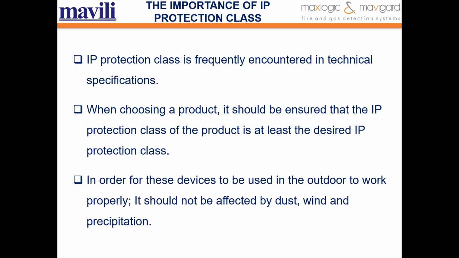When choosing a product, it should be ensured that the IP protection class of the product is at least the desired IP protection class. For example, if the IP65 protection class is required for the manual call point, the IP protection class of the product to be selected must be at least IP65. Also, IP66, IP67, etc. can be selected for the manual call points.